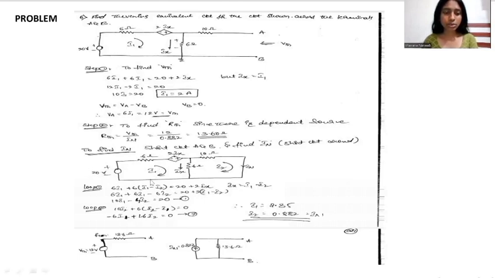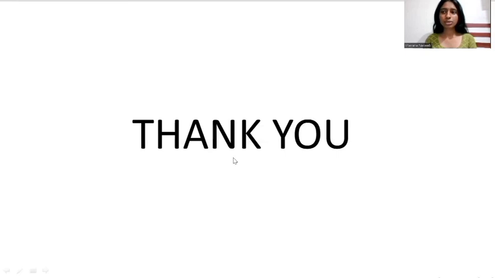By applying loop analysis for I1 and I2, in loop 1 we get the equation 10 I1 minus 4 I2 equals 20. This is equation 1. In loop 2 we get the equation minus 6 I1 plus 16 I2 equals 0. By substituting these values we get I1 as 2.35 and I2 as 0.882, and we redraw the circuit as given below. So thank you for watching.